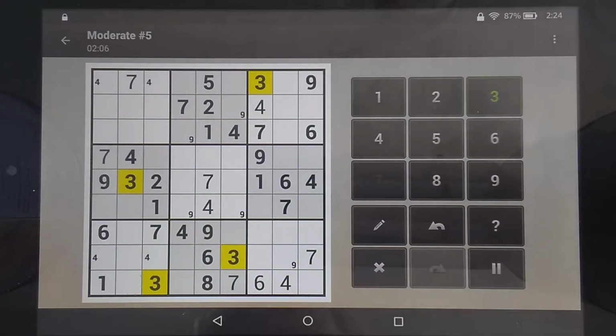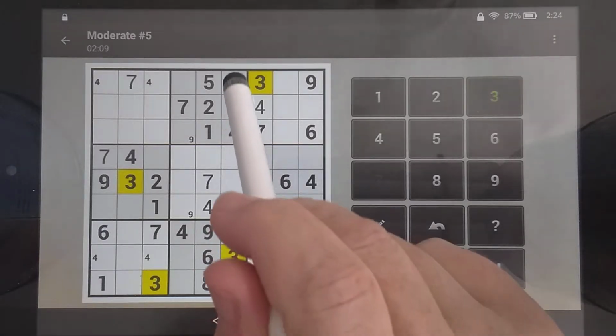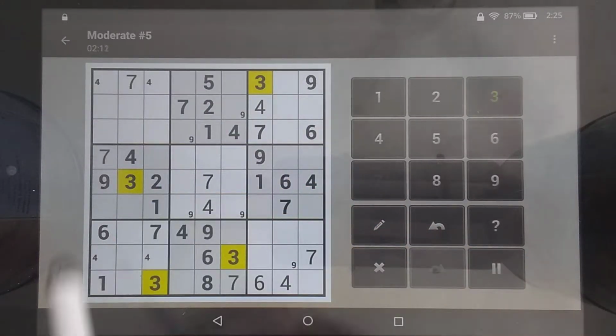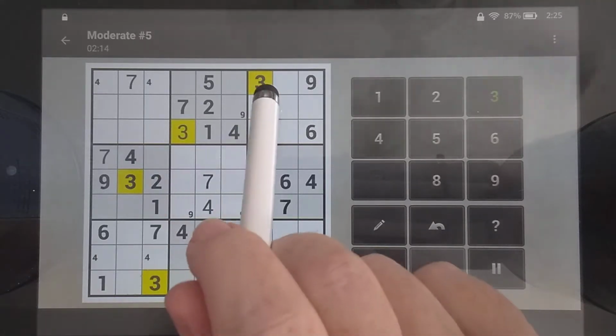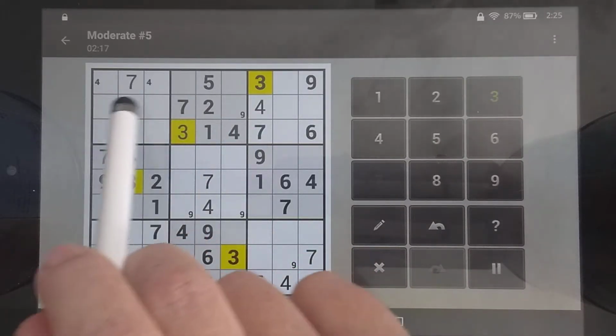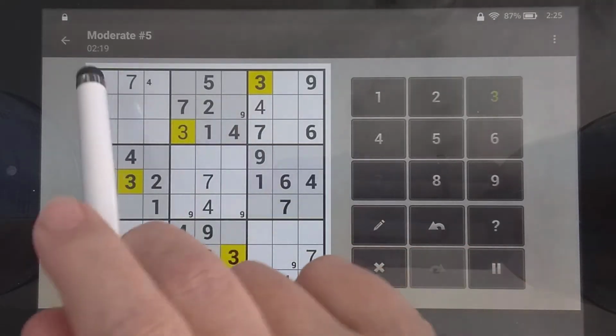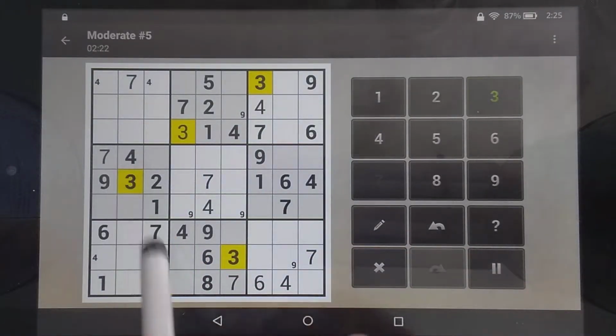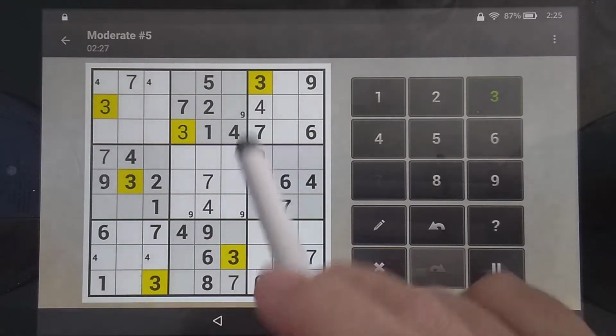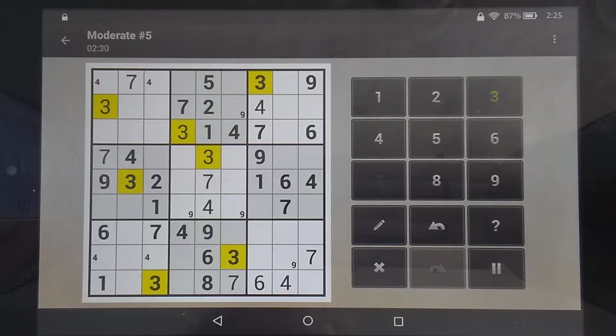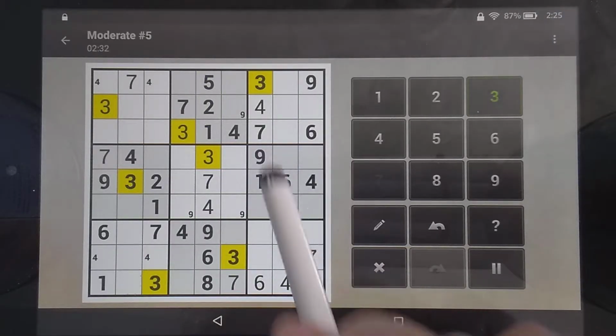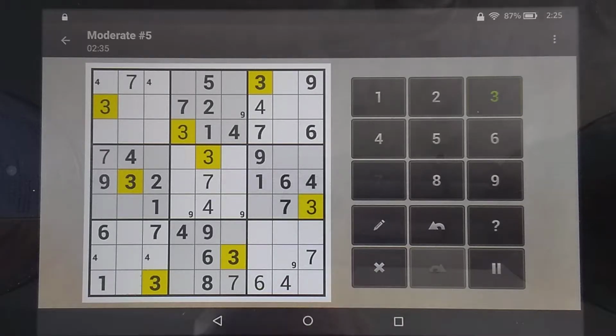Looking at the 3s, we've got this column and this row taken, so there's my 3. That means this one has to be in this row since these 2 rows are taken, and it has to be in this column since these 2 columns are taken. Now we've got these 2 columns taken, so that one has to be there. We've got this row taken, this column taken, so this one has to be there, and this one has to be in the middle column. Has to be right there because that one's blocked.